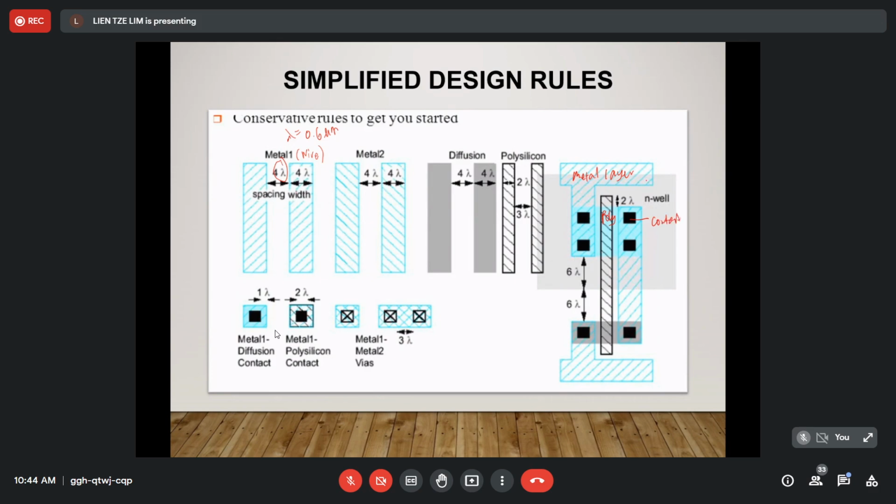Okay, so you see that these layers, the width is 4 lambda. And then here, the width of the contact can actually refer to this one, or refer to this one. So the width here must be 2 lambda. Okay, so these are the design rules that must be followed.